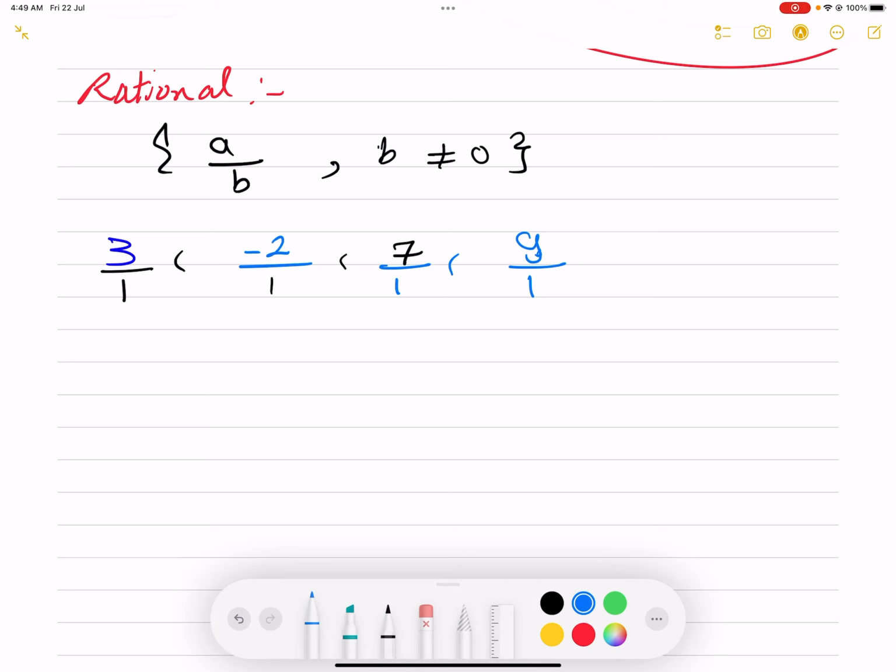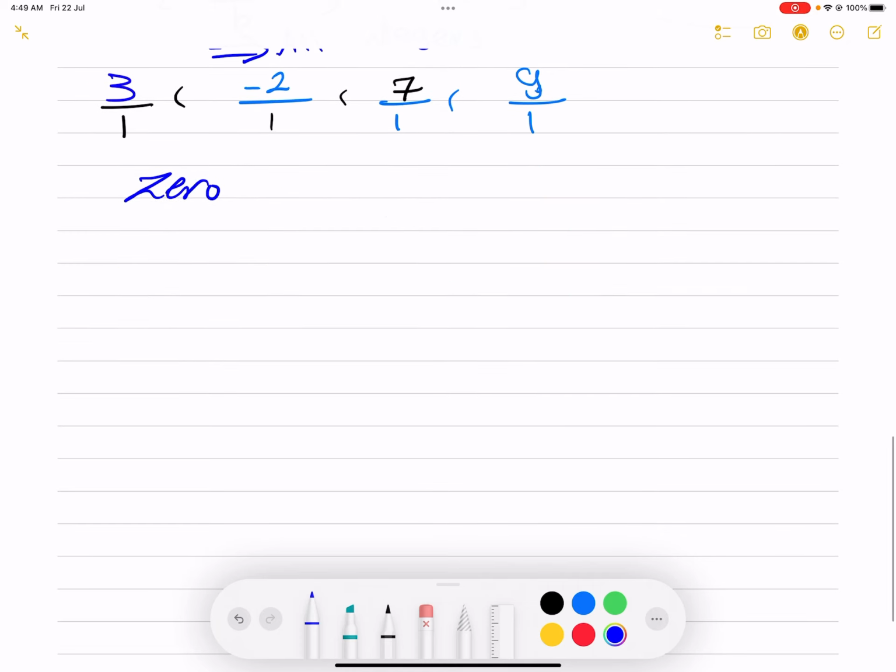So let me give a hint. All integers are rational. What about zero? If we have zero, it can be in the numerator, but it cannot be in the denominator. Like zero, for example, 0 out of 3, 0 out of 7, 0 out of 9. So zero belongs to rational. Zero is with us in the rational. Why? Because it is written in the form of numerator and denominator.